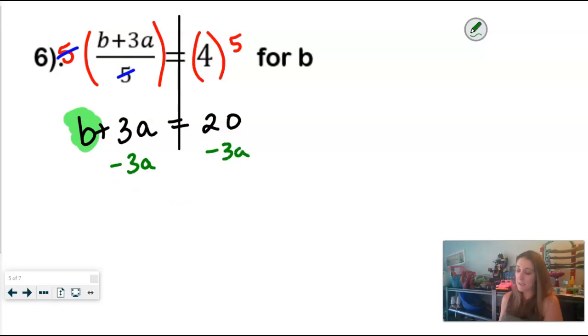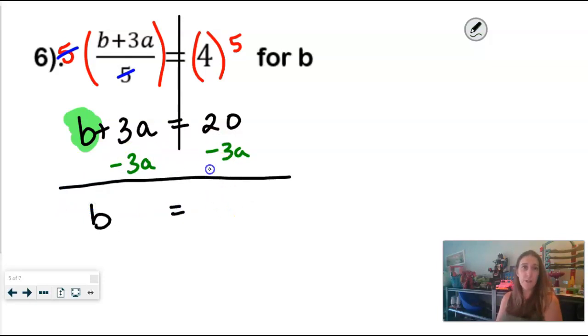And our job is not to get a singular solution. Our job is to get a rearranged formula. So b equals, this is gone, and then just read it, guys. You say, what do I have? What do I write down? And your job is to read it: 20 minus 3a.